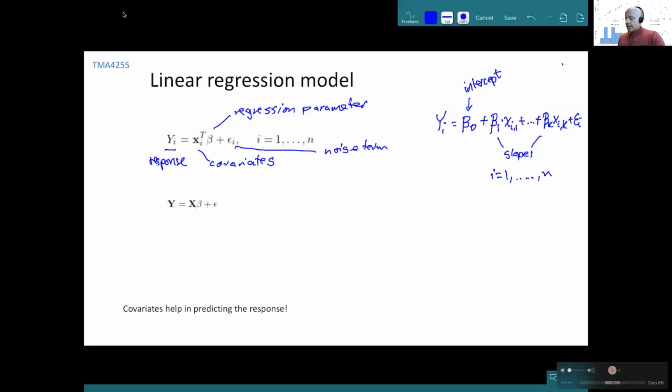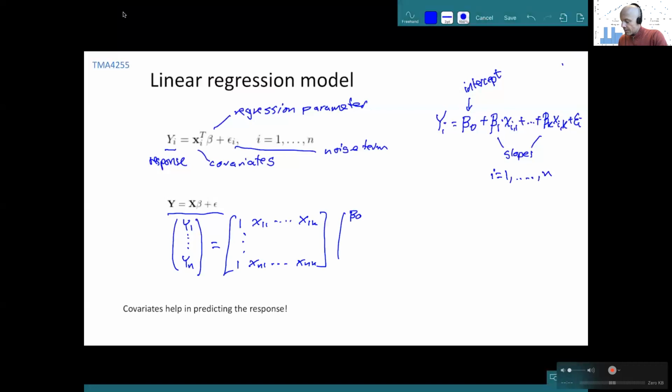So then we can collect this in matrix vector form, and that's what's done here. Here we have y1 to yn, and we model this through some matrix with rows 1, x11 up to x1k, all the way down to 1, xn1 up to xnk, and we put up these regression parameters like this, and then we have the noise term.